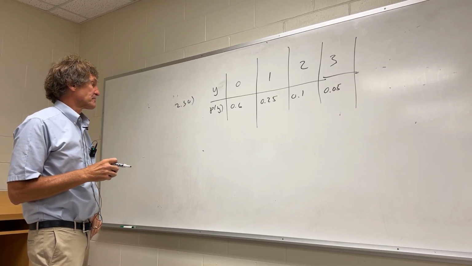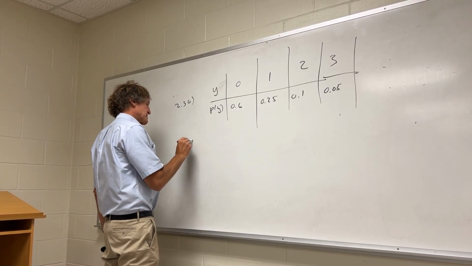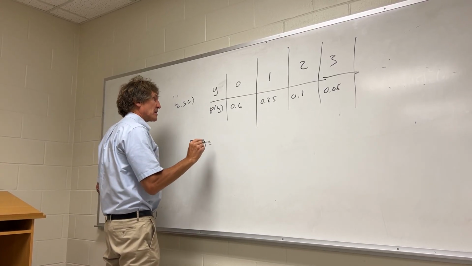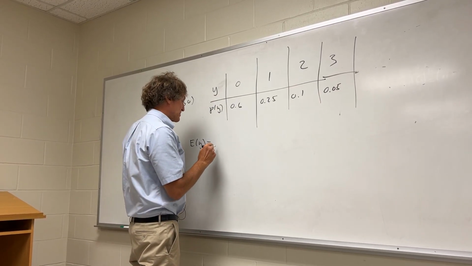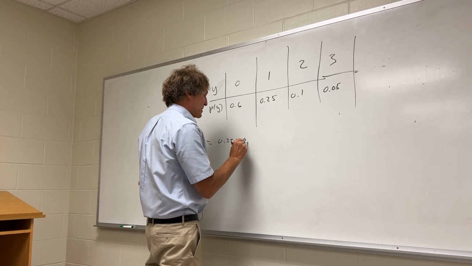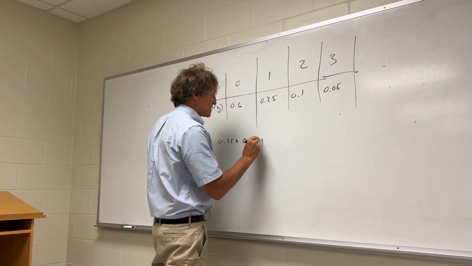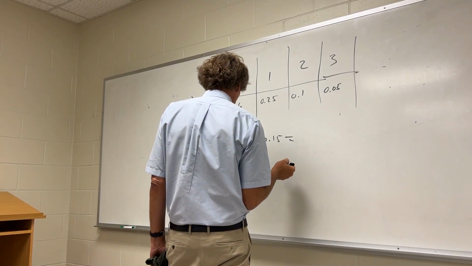Expected value? Yeah. All right, just by looking, what's the expected value of y? All right, 0 times 0.6 is 0. 1 times 0.25 is 0.25 plus 0.2 plus y, 0.15. So what is that going to be? 0.6.